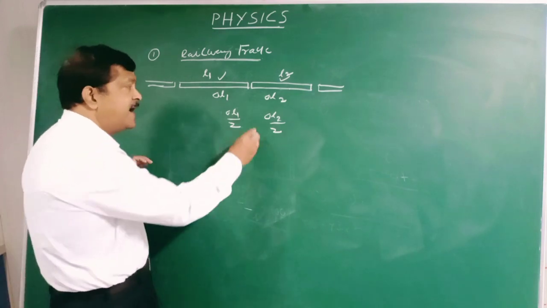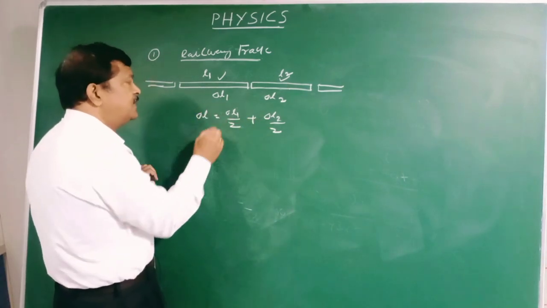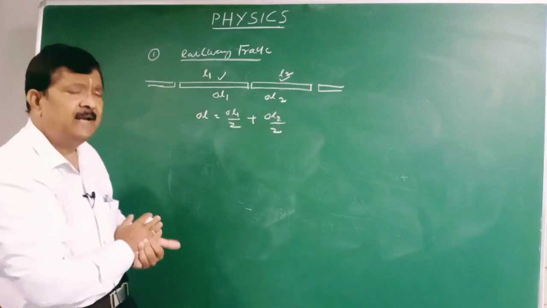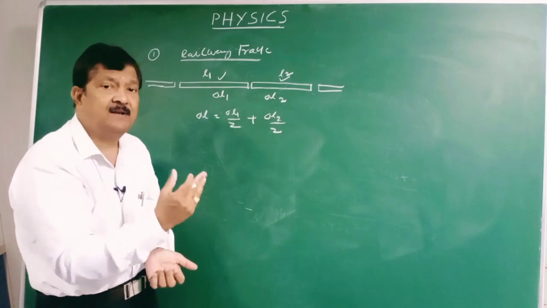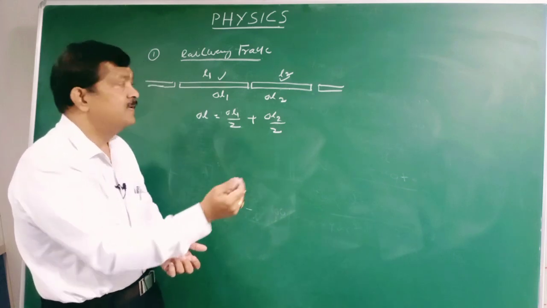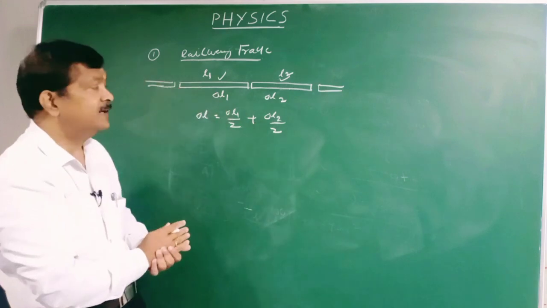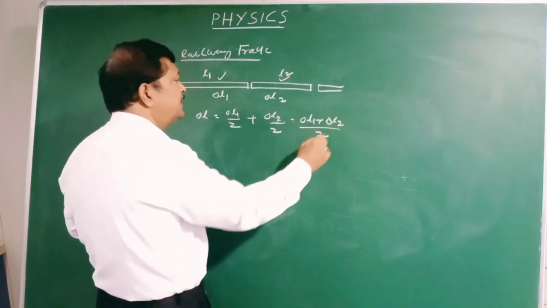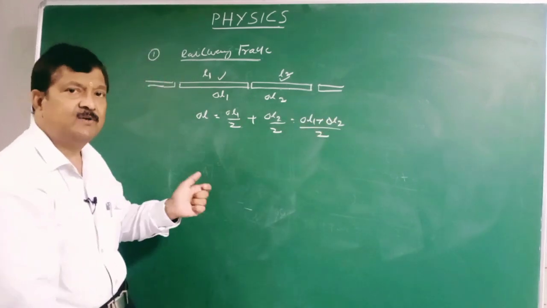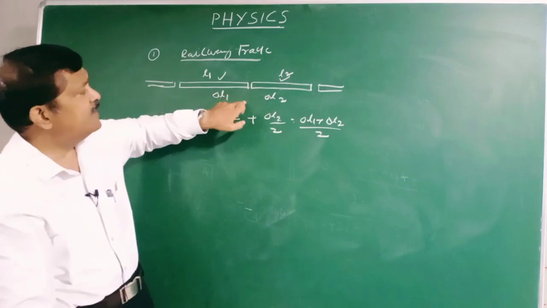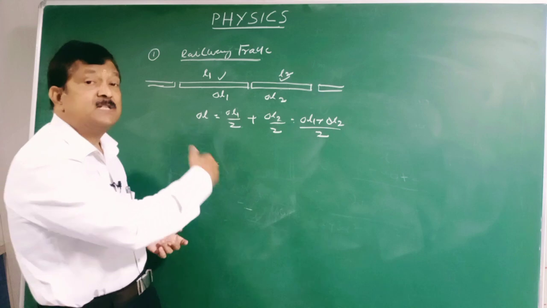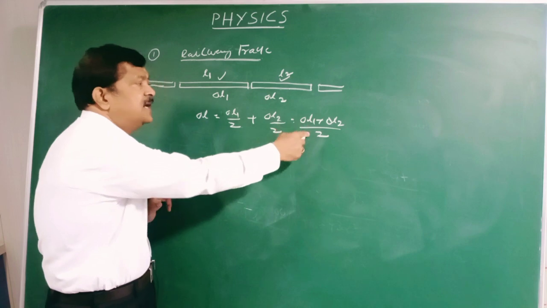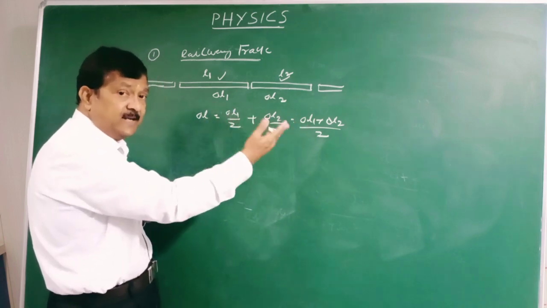So the total gap required, let us say delta L, equals delta L1 by 2 plus delta L2 by 2. That means it is the average expansion of the two rails which are meeting at that point. Simply, this is equal to (delta L1 plus delta L2) by 2, because sometimes the rails may not have the same length. When the lengths are different, they will expand differently. So the total gap is the average expansion of both the rails.